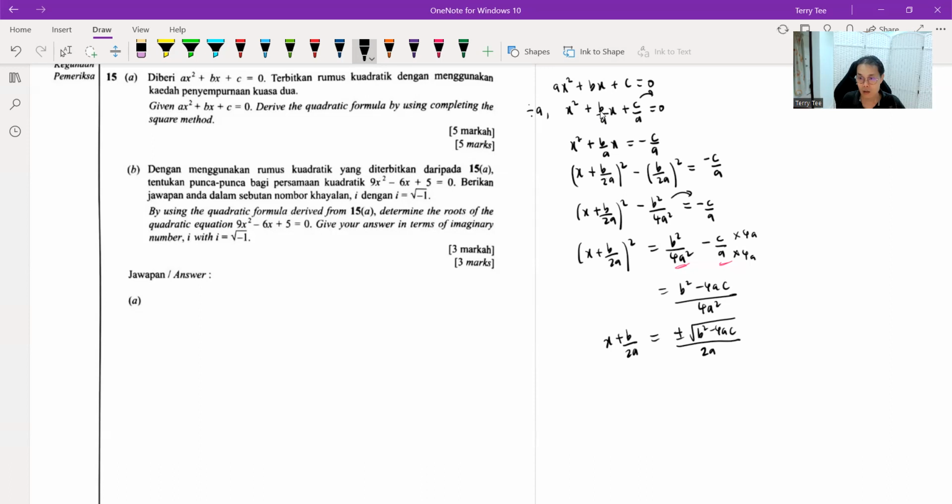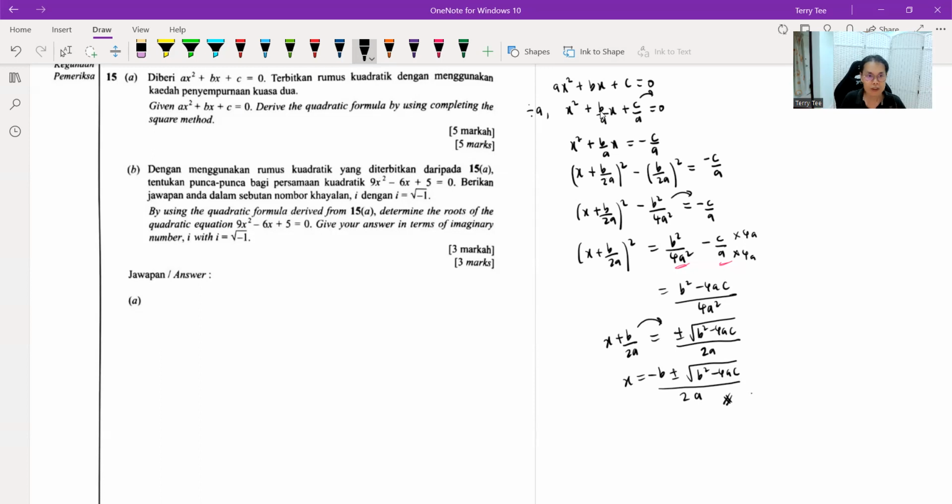Look at this. We're very close to the final answer. Just bring this over. x is minus b. Since this is 2a, this is also 2a, we can put it together as one: x equals minus b plus minus square root of b squared minus 4ac, over 2a. There you go. We managed to get the quadratic formula.